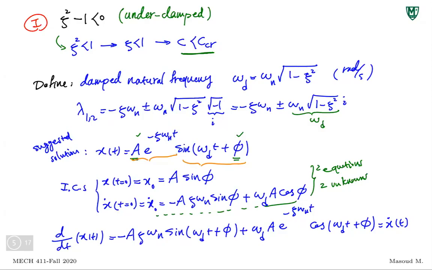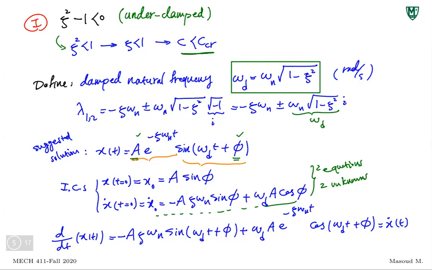Now I defined something else. I generally defined three things in the last class. This is the third one. I defined damped natural frequency. Damped natural frequency is related to the natural frequency. This is important: the unit is still radian per second. But I define it as omega n times square root of 1 minus zeta squared.